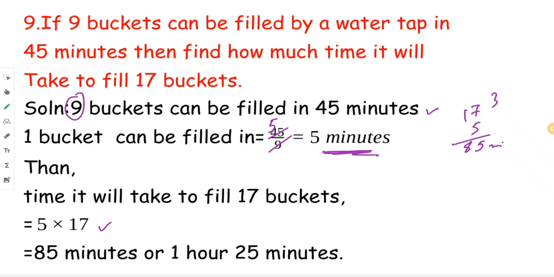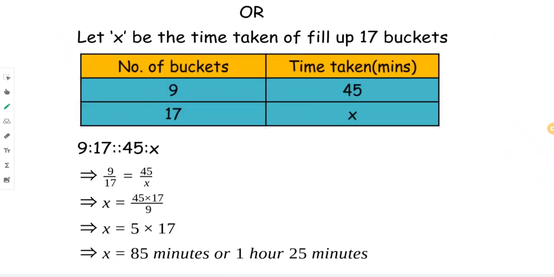Or we can write it as 1 hour 25 minutes, right? Why? Because you know that in 1 hour, there are 60 minutes, which means I still have 25 minutes left. So I can simply write it as 1 hour 25 minutes. Okay, so it's up to you. You can just leave it at 85 minutes or write 1 hour 25 minutes. Now let's do the other way again.